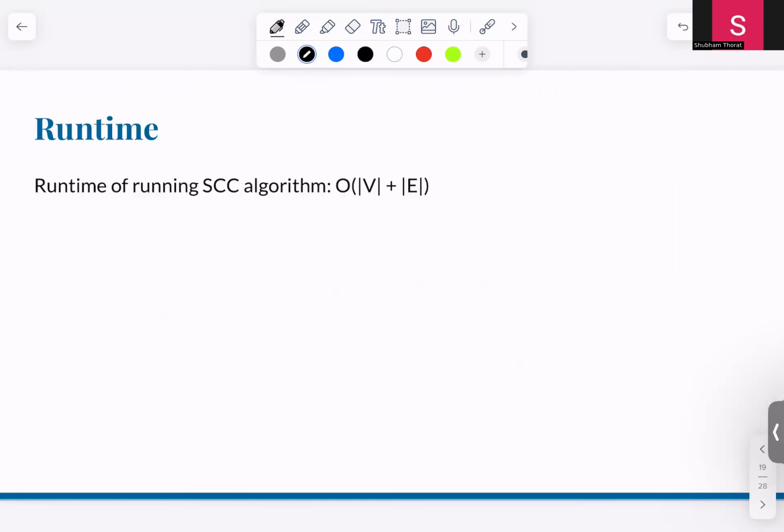And the runtime of an SCC algorithm is simply big O of V plus E. Okay. So we still have a couple more minutes. I think we can go over one more problem. But before that, do you have any questions? Yeah, these slides are up there on Canvas.